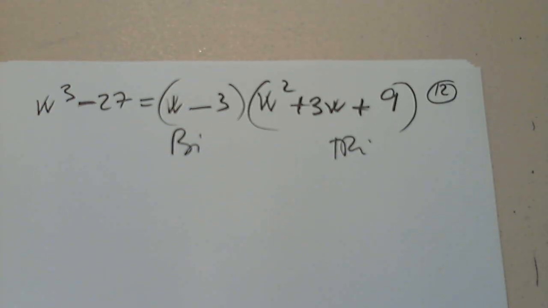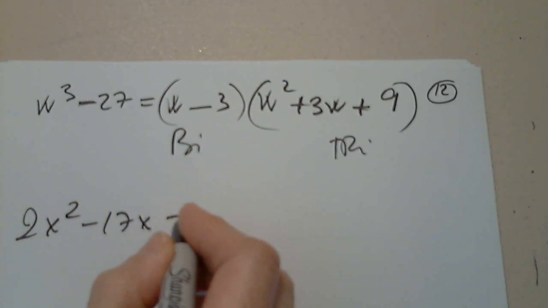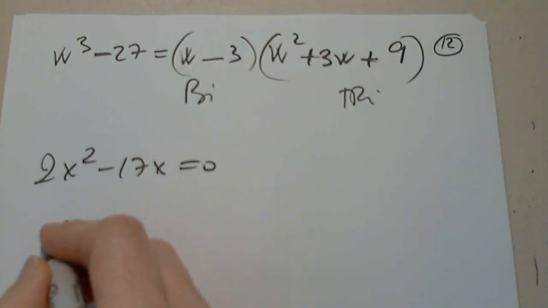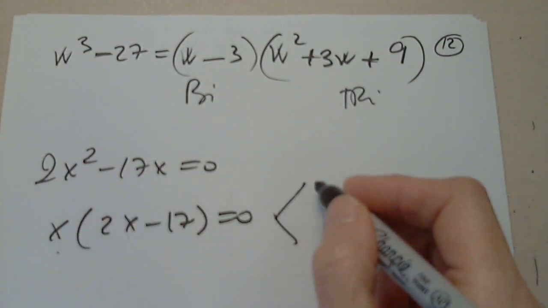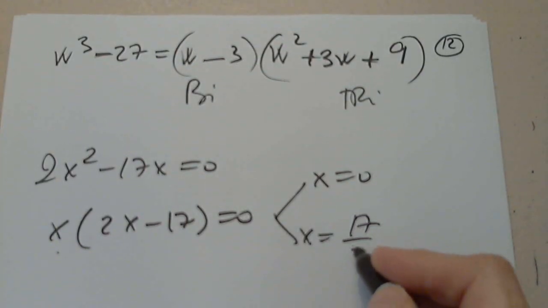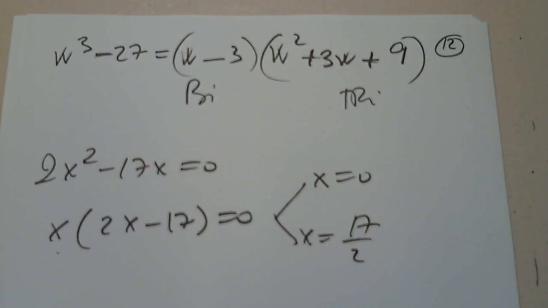Now this is a very simple situation. So we have 2x squared minus 17x equals 0. Always think in terms of the greatest common factor. So I'll factor out x, 2x minus 17, and I get two options, x equals 0 and x equals 17 halves. When the free term is missing, never use the quadratic formula, ever, ever, ever. Factoring will take 3 seconds, and you're done.